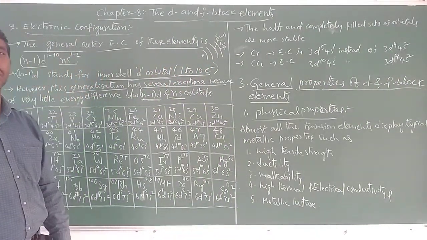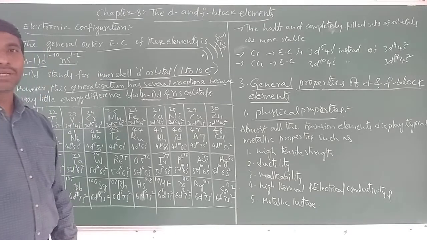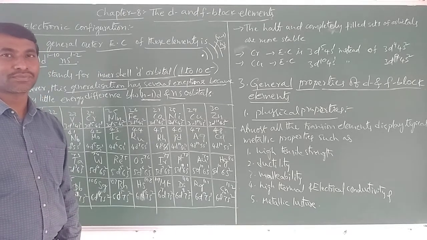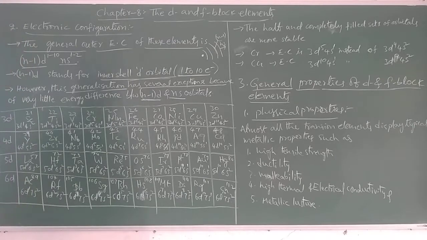Today I am going to be discussing chapter 8, the d and f block elements. Here in the d and f block elements, we start with the electron configuration of transition elements. So what is the electron configuration of transition elements?